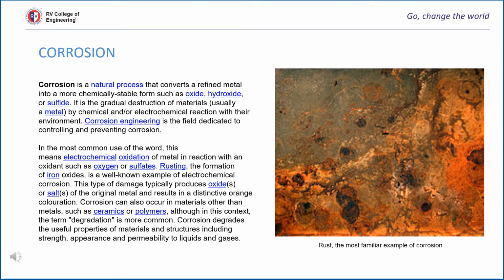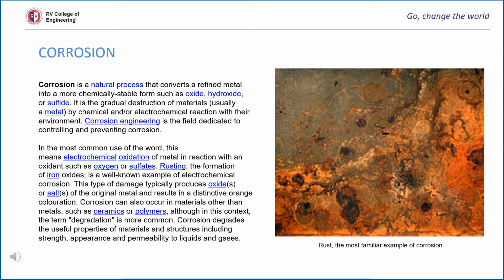Corrosion. Corrosion is a natural process that converts a refined metal into a more chemically stable form such as oxide, hydroxide, or sulfide. It is the gradual destruction of materials by chemical or electrochemical reaction with their environment. Corrosion engineering is a field dedicated to controlling and preventing corrosion.